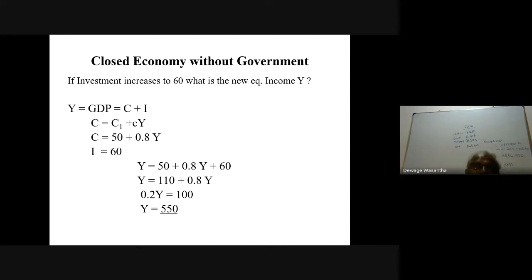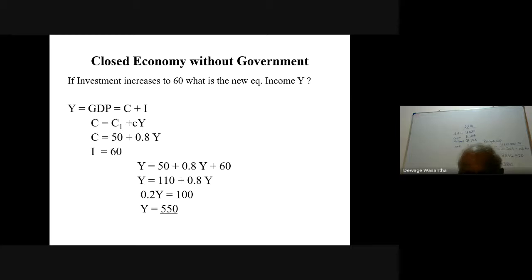Earlier, investment was 50, and C was 50 plus 0.8Y. Now consumption is 50 plus 0.8Y, and investment is 60. What is GDP? GDP equals 50 plus 0.8Y plus 60. This time, 50 plus 60 is 110. Then Y minus 0.8Y is 0.2Y equals 110. I'm sorry, I have made so many mistakes. Please cut this. This is not 100, it is 110.